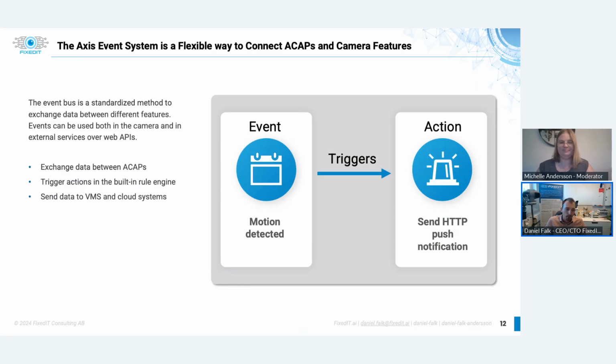So the event system is one of these inputs and outputs. The event system essentially consists of a message bus that all the Axis devices are equipped with. And here you can either consume or you can produce events with your application. And in the Axis user interface for the camera or for the device, you can configure different rules for how to react on these events, which means that you can connect different features and applications together to create different rules based on the events that they produce.